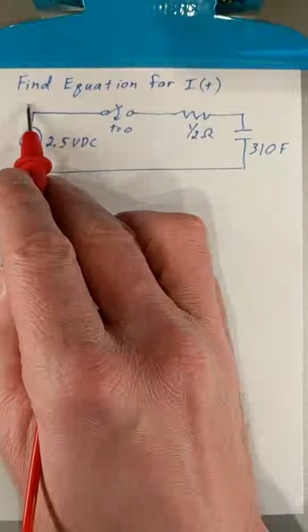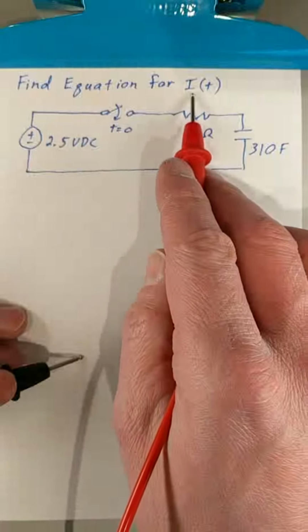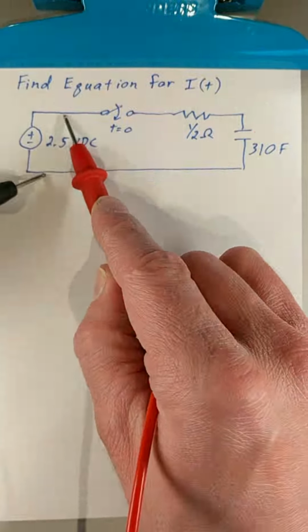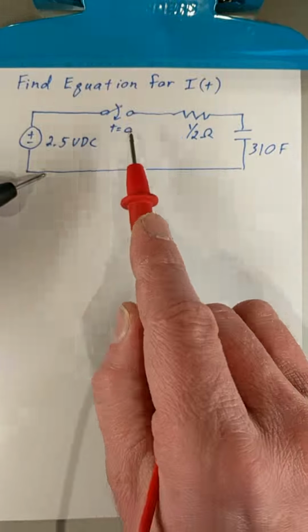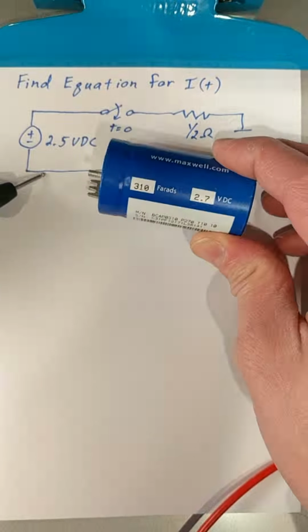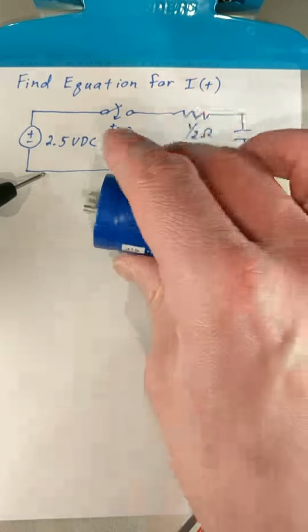In this problem, we're asked to find an equation that describes the current in the circuit as a function of time. We're given a 2.5 volt power supply. We're given a switch that closes at time 0, a 1/2 ohm resistor, and this large 310 farad capacitor.